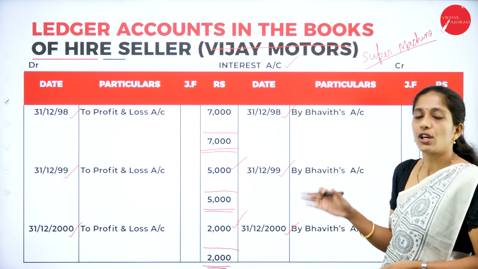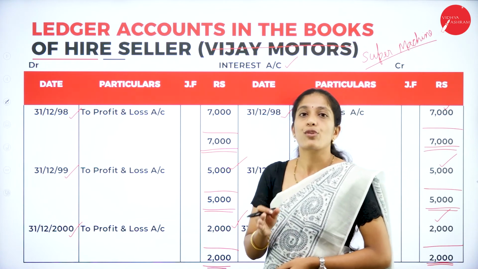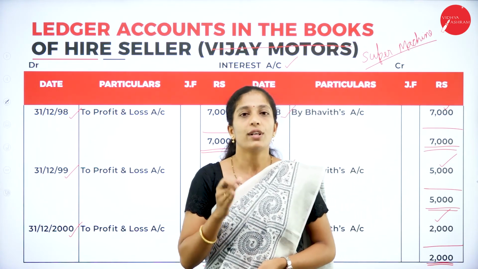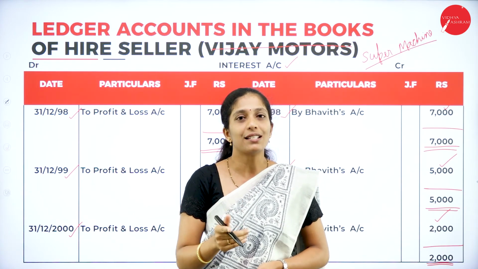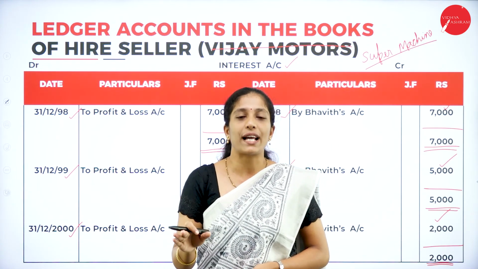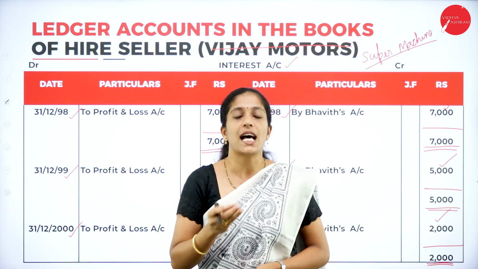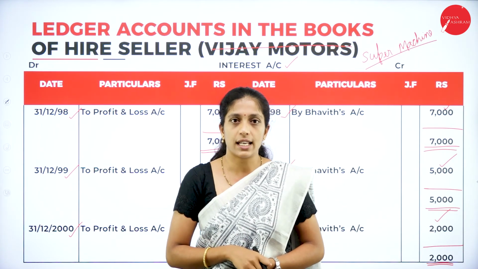So this is how we are going to prepare accounts in the books of the hirer seller. Here only two accounts you have to prepare: one is the hirer purchaser account and the other is the interest account. You are not going to calculate the depreciation account because the asset is not in the hands of the hirer seller.